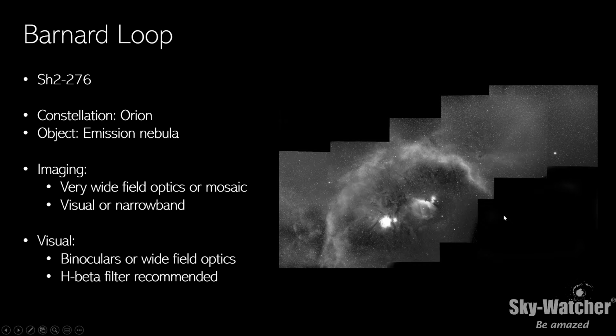In the darkest of skies, I've actually heard of people holding up an H-beta filter to their eye and simply looking through it and being able to see the loop there. But you actually have to pan through the field to see it because it's so big. And that's the truth with most of the Sharpless objects. Most of them are very wide objects, very big, taking up a lot of sky. So mosaics or wide field optics are going to be needed for photography purposes.